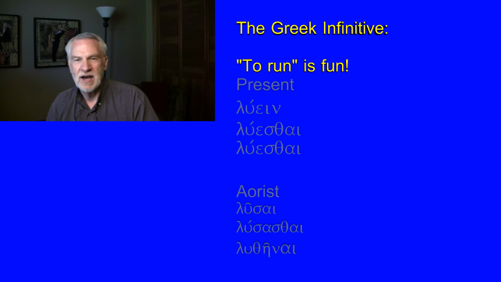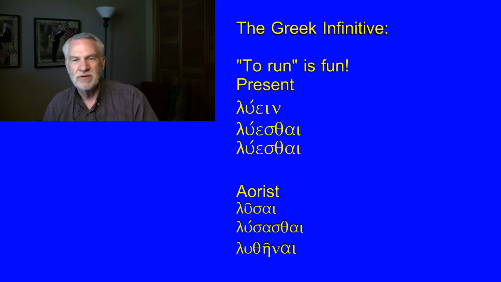So in the present, we have luein, luesthai, luesthai, and then in the aorist, we have lusai, lusasthai, luthenai, and those 6 then are the basic forms of the infinitive. We do have, of course, the second aorist. You'll want to pay particular attention to Machen's discussion of the fact that the accent is irregular in the second aorist, and also you'll notice that the accent is irregular in the aorist passive. So just make sure you understand that. That's explained by Machen in a reasonably straightforward way, so I don't want to add anything to it.